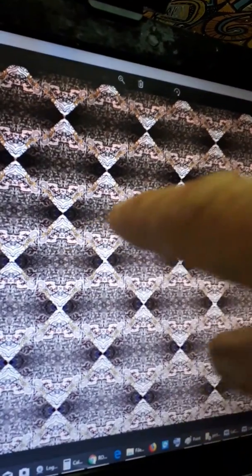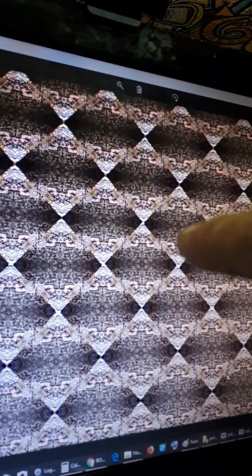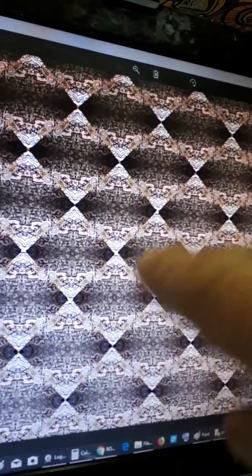Square here, square here, square here, square here. All those squares together create the big square. Now, inside all those squares, you can see the hexagon and the Star of David. So is it squares we're talking about, or is it hexagons?